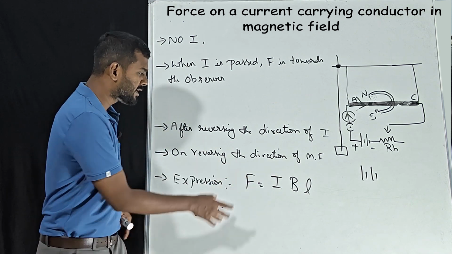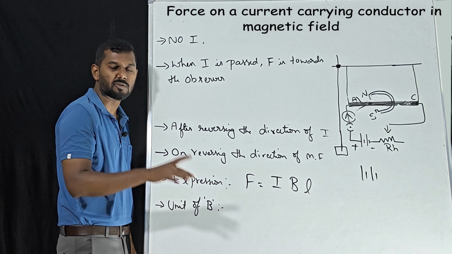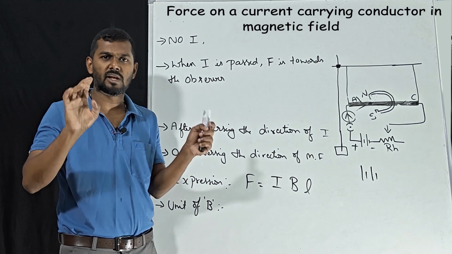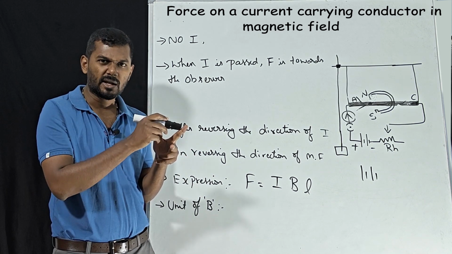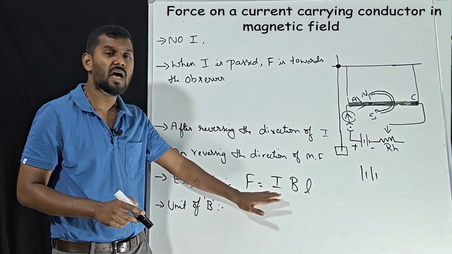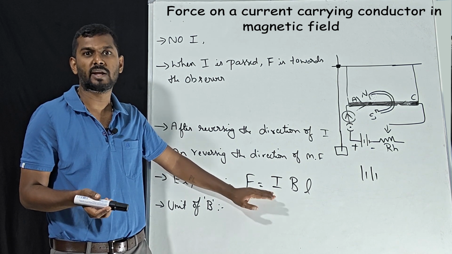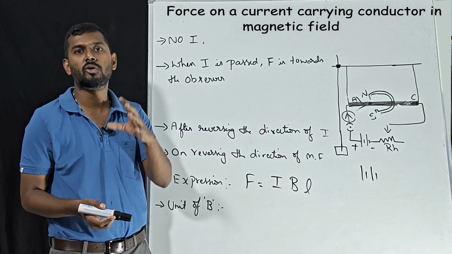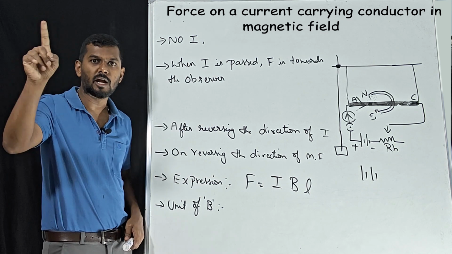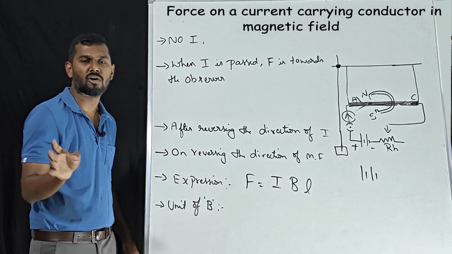This is the expression. This is a very important expression. If any question is asked based on these things, force, magnetic field and current, this is the expression you have to write. Expression means formula. This is the formula you have to write first. This formula should come to your mind: force, current and magnetic field. This is the only formula.